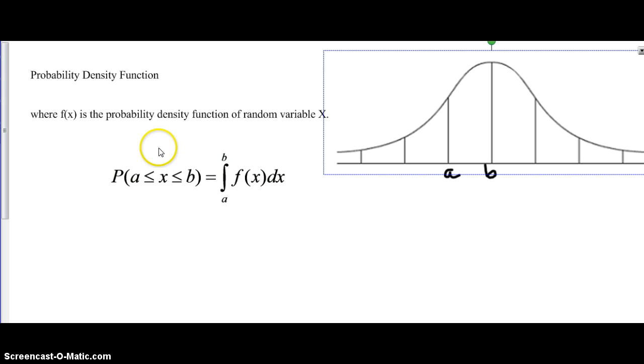First of all, realize that the probability density function of a random variable x is just showing you that the probability that x occurs between a and b is the area under the curve of your function. So with our variable between a and b, what you're finding is this area under the curve, from a to b.